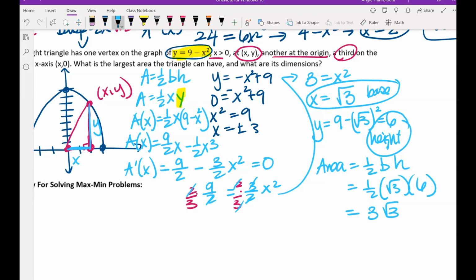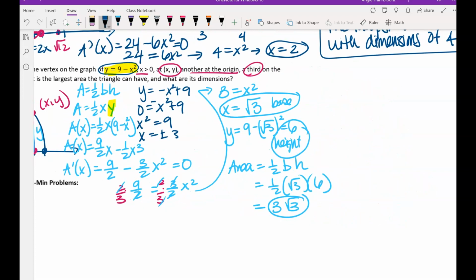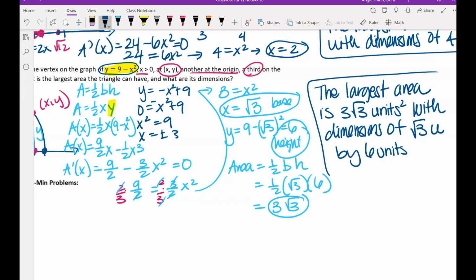All right, so we have everything we need. Let's write a complete sentence. The largest area is 3 rad 3 units square with dimensions of rad 3 units by 6 units. Okay, box it up.